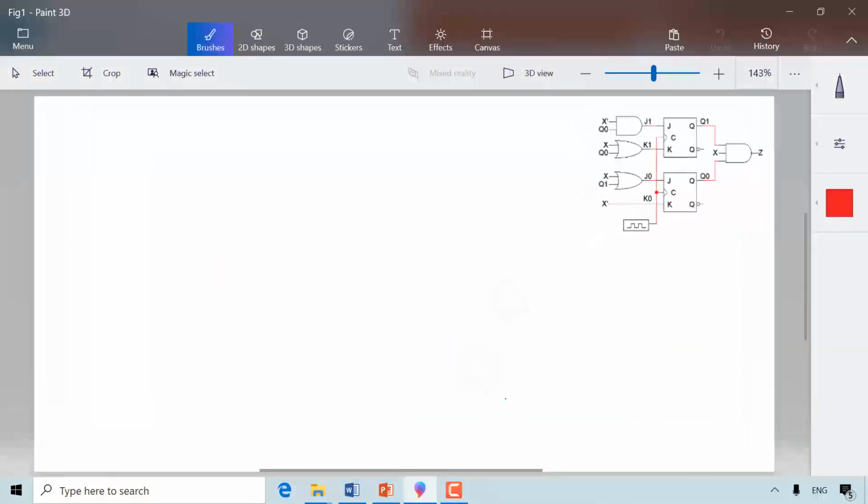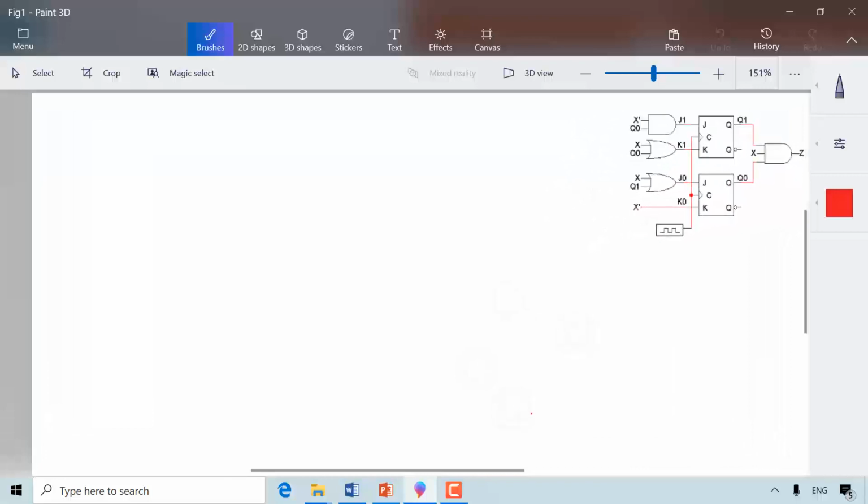So here is the question. I have this circuit, and what we want to do is analyze it. To do the analysis, these are the steps that we need to follow to analyze this circuit.